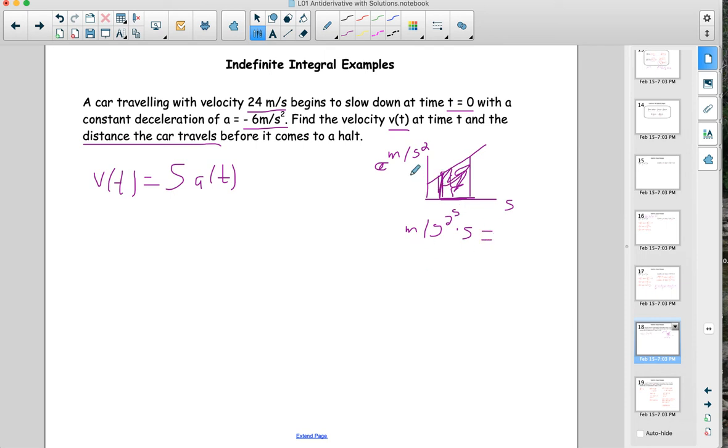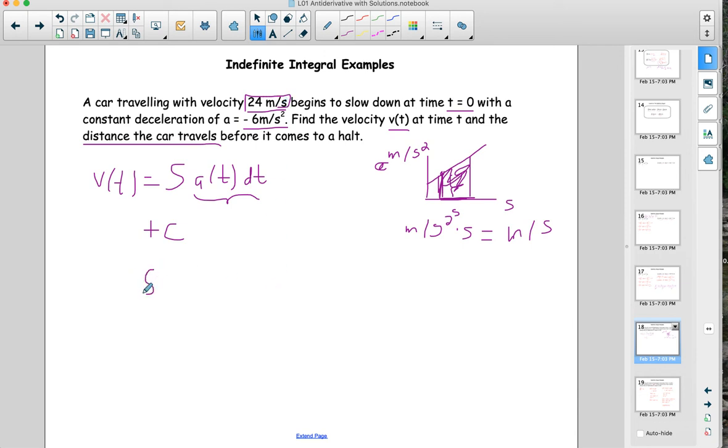And when you multiply those together, meters per second squared, because this is an acceleration, times seconds, you'll get meters per second. So if you integrate acceleration with respect to time, you'll definitely get velocity. Now remember, you're going to have a constant added to that. So you have to figure out what the constant is, but you can do that because they gave you this piece of information here.